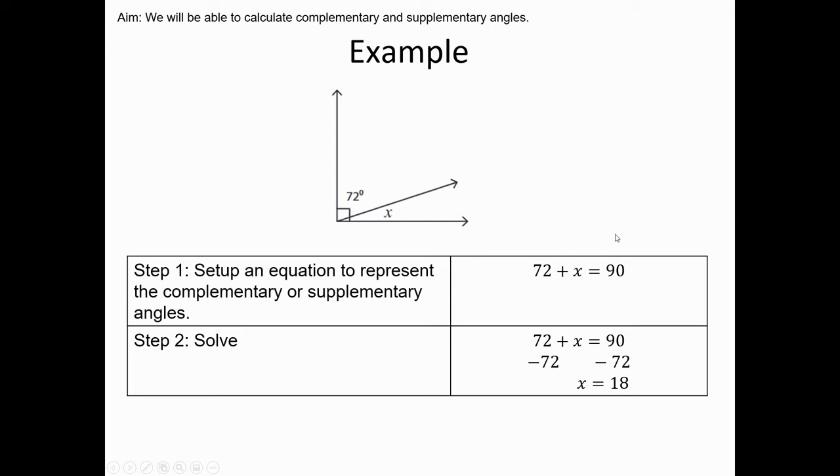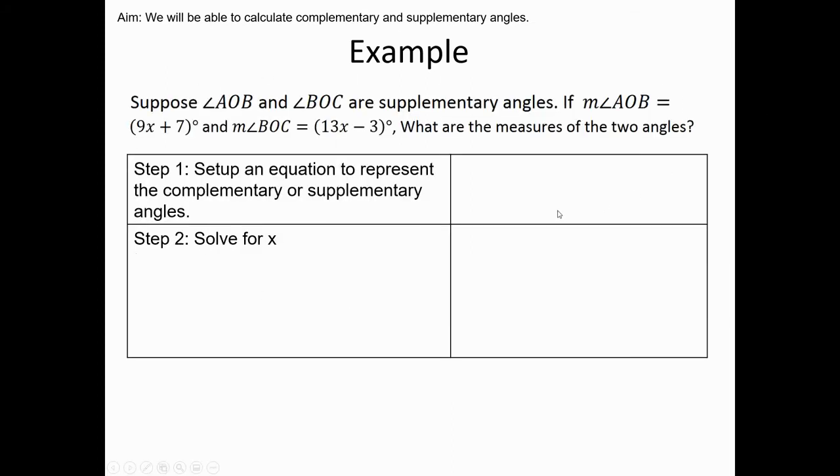Now, you're probably wondering, well, that's not too bad. I wonder how this could actually be hard. Well, look no further. Let me show you something that looks a little bit more complicated. What if we're given this big sentence right here? We're not even shown a picture, and we're just given this information of angle AOB and angle BOC, and they're supplementary angles. Boom. The moment we're told they're supplementary angles, we know whatever we're dealing with, it's going to be equal to 180 degrees. So if the measure of angle AOB is equal to 9x plus 7, and the measure of angle BOC is equal to 13x minus 3, what are the measures of the two angles?